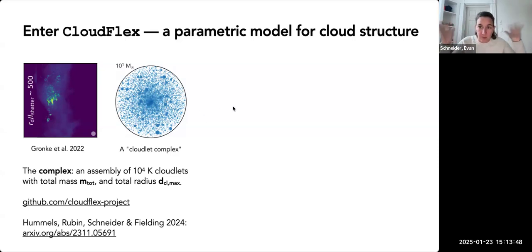So the idea is that we generate these cloud complexes, or cloudlet complexes, where each complex is an assembled mass of random, Monte Carlo selected cloudlets, and you can set a variety of parameters of these complexes, right? So this is a spherical cloud complex with a total mass. This one I think has a total mass of 10^6 solar masses, and a minimum size cloudlet of 10 solar masses, right? That might be representative of one of these structures from Max's turbulent box, right?